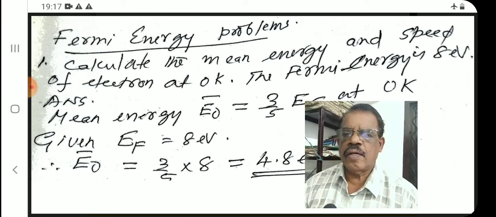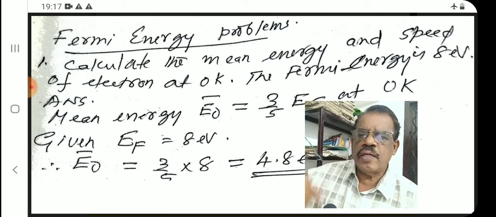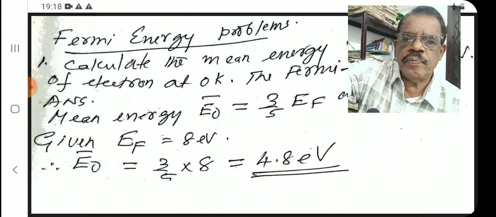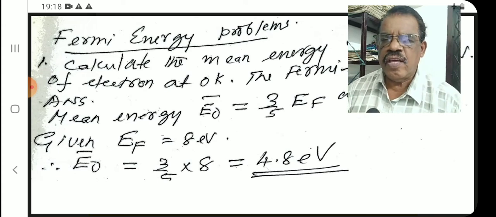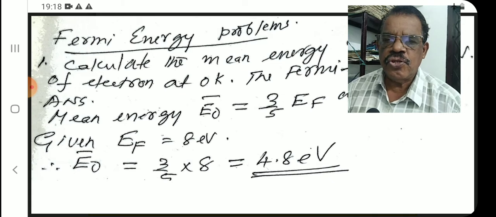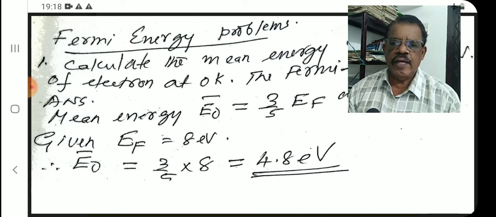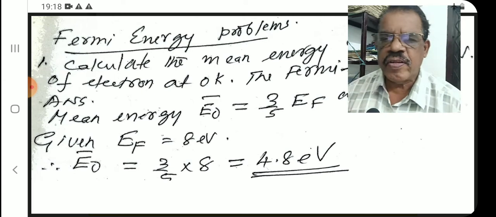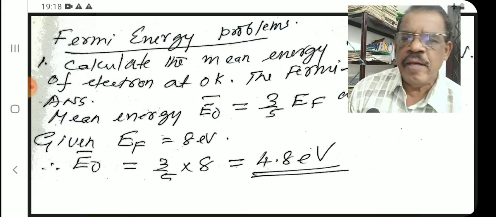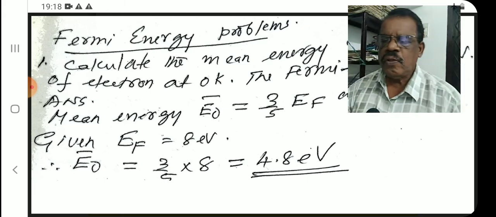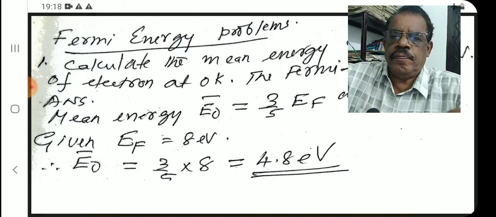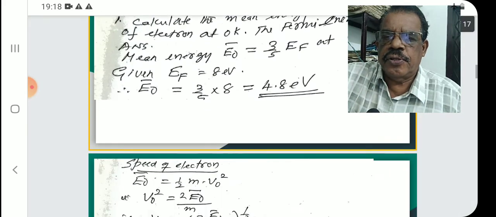Answer. Mean energy or average energy E0 bar is 3 by 5 EF at 0K. Therefore, given EF is equal to 8 eV, E0 bar is 3 by 5 into 8, which is equal to 4.8 eV. So in this problem, the average energy of electrons at 0K is 4.8 eV. That is the answer.